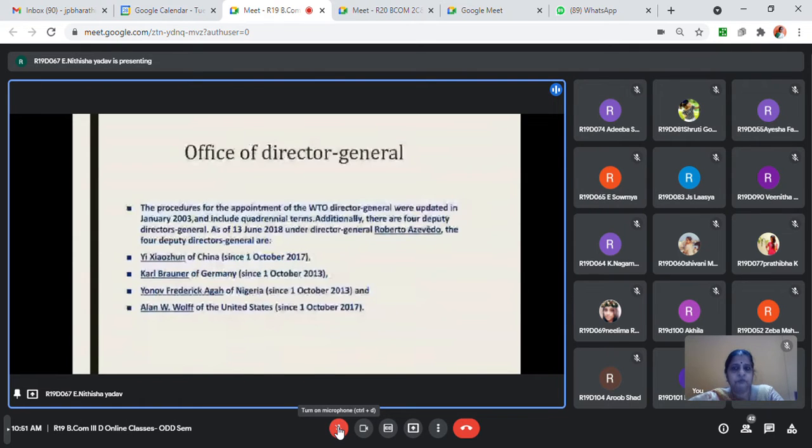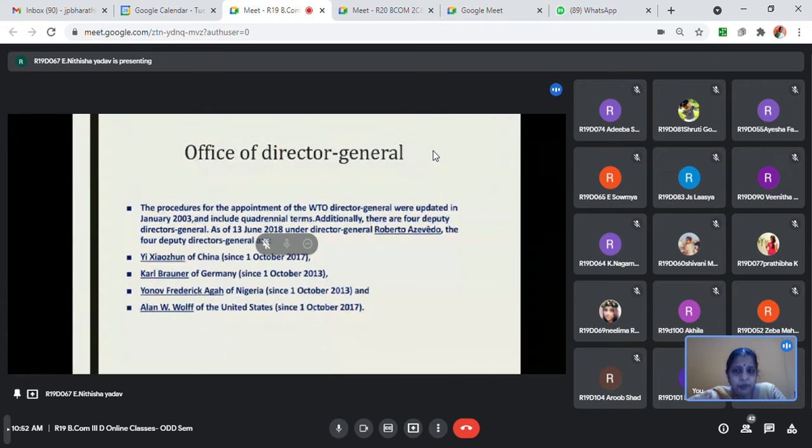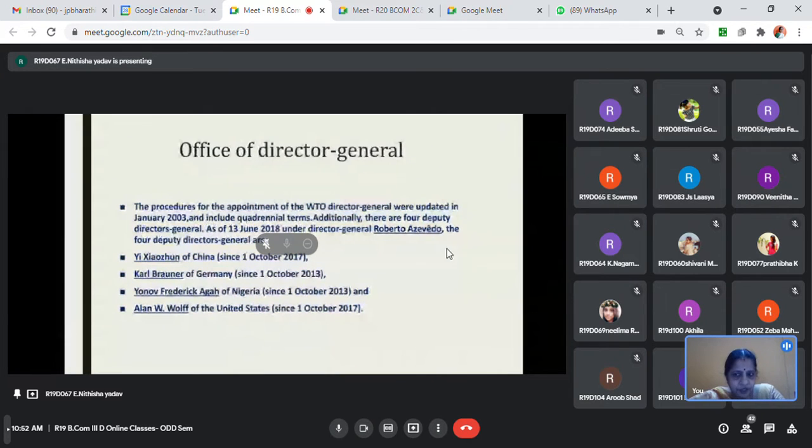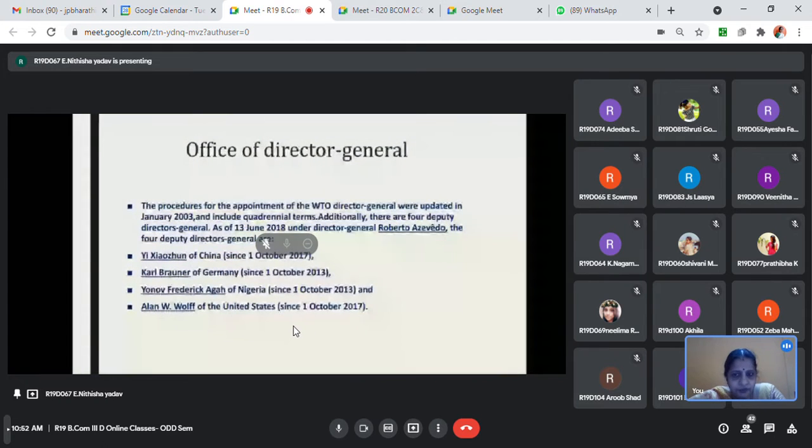Office of Director General. The procedures for the appointment of the WTO Director General were updated in January 2003, with individual quadrennial terms. Additionally, there are four Deputy Directors General. Not necessary to remember that. The WTO will have director generals from different countries, and they represent the various kinds of duties with regard to the WTO proceedings. That much is enough.